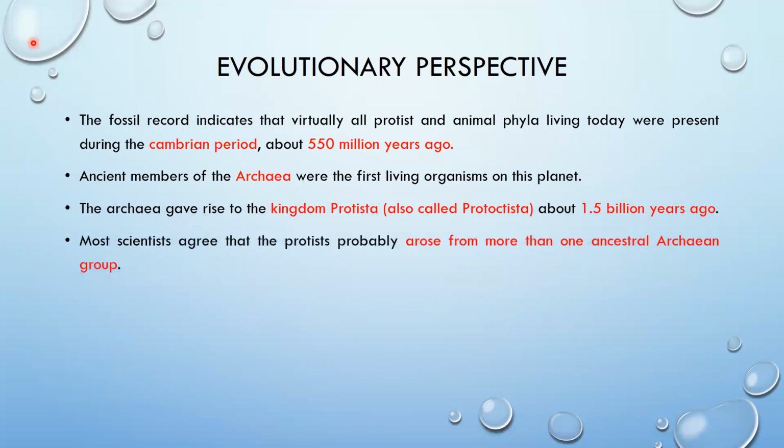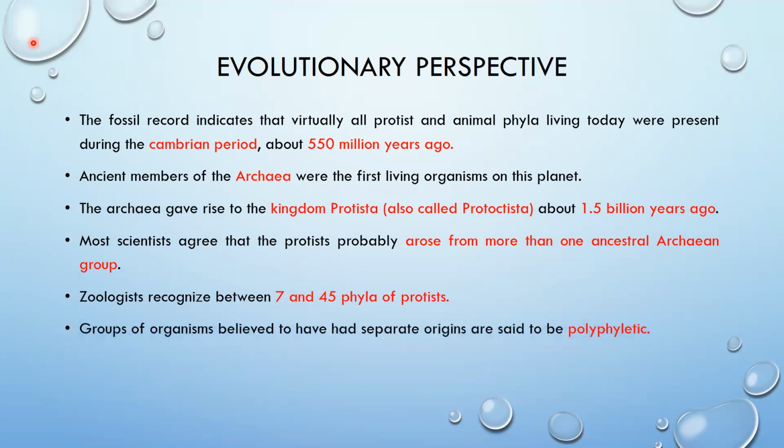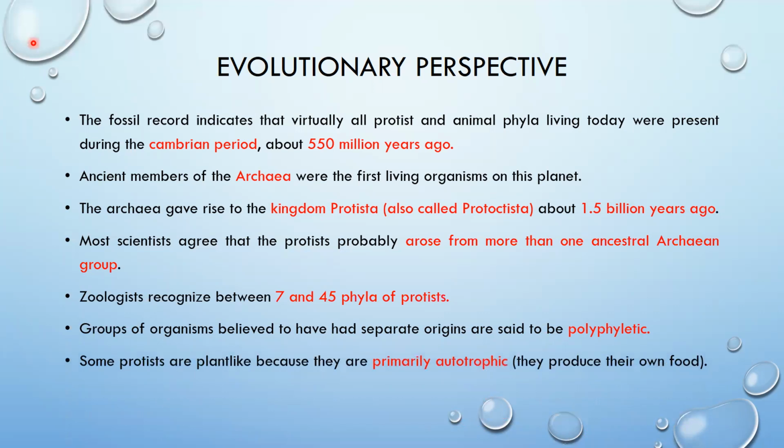Most scientists agree that the protists probably arose from more than one ancestral archaean group. That's why they are grouped as polyphyletic. Zoologists recognize between 7 and 45 phyla of the protists. Groups of organisms believed to have had separate origins are said to be polyphyletic, having different origins with different ancestral history or lineage.